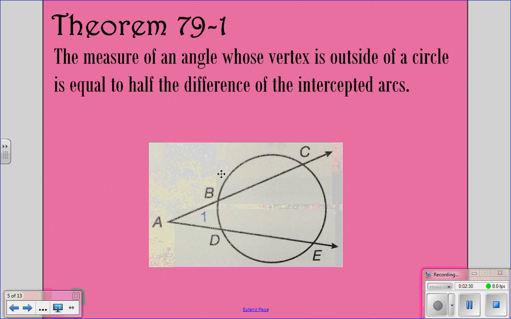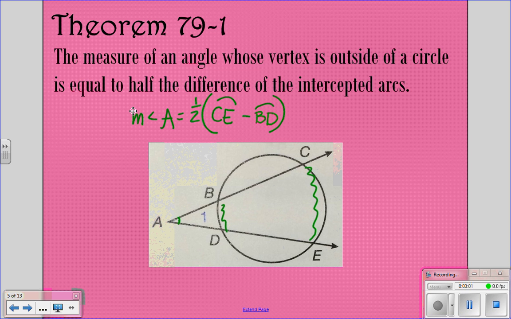So we have the vertex outside of a circle for angle A, and the way that we are going to find the measure of angle A, this intercepted arc here and this intercepted arc here, we take the difference of those. So you're going to do arc CE minus arc BD, and then you're going to take half of that, or divide by 2. And so that would give you the measure of angle A. That formula right there.